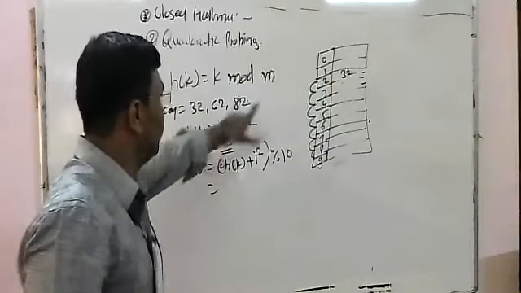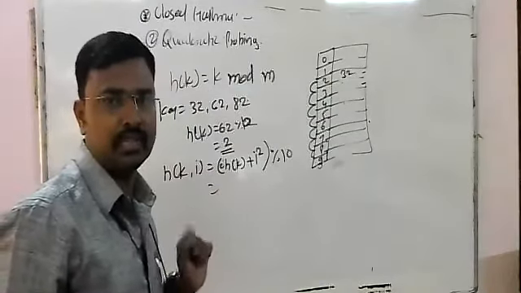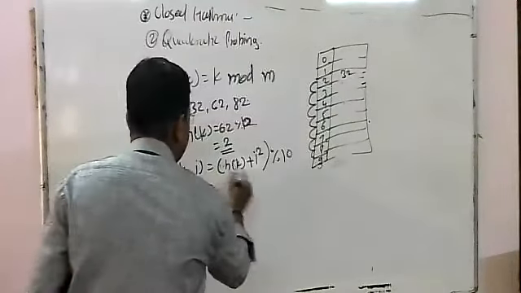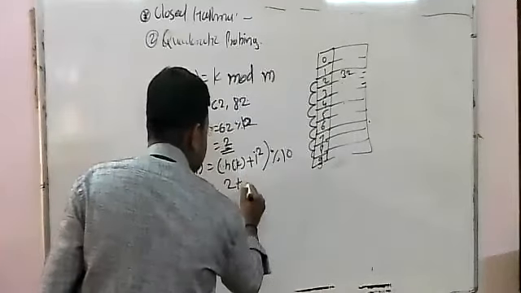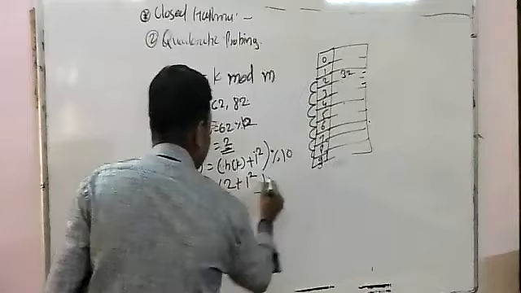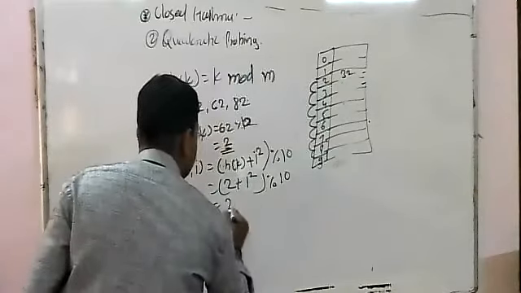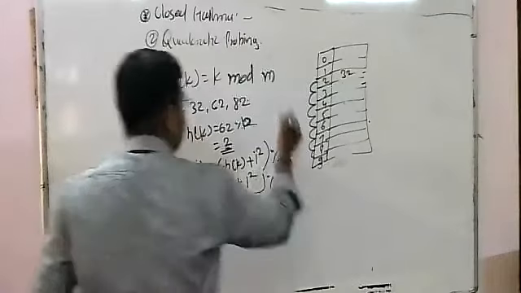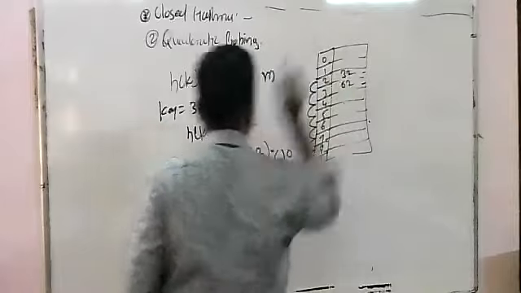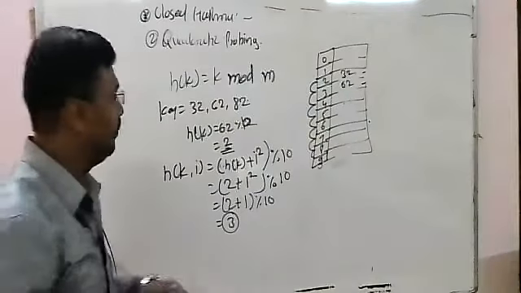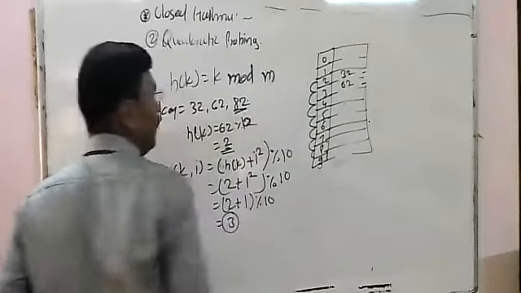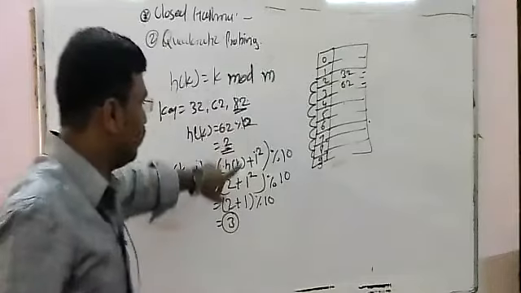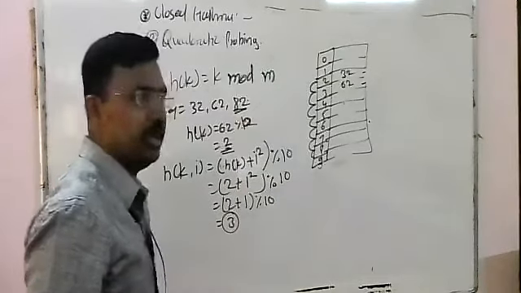Now, how many times collision is occurred? For 62, it is occurring first time. So what happened? H of k means 2 plus I square means 1 square divided by modulus 10. 2 plus 1 mod 10 is equal to 3. Your element is stored at 3. Okay, now next for 82. 82, first position is 2. By using quadratic, you will get the position as 3.